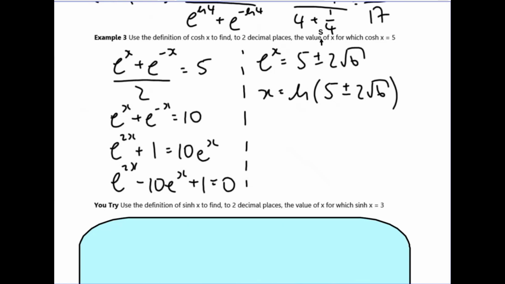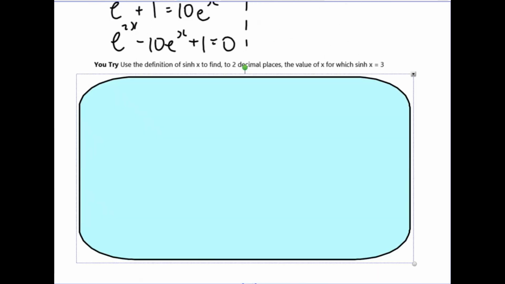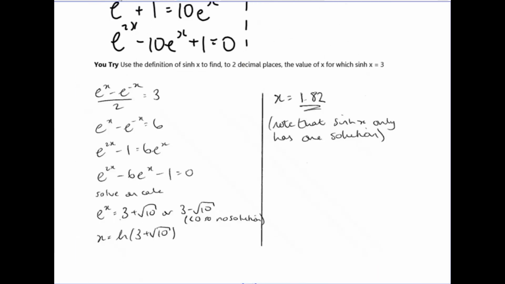Have you got the answer? Pause the video and I'll reveal the answer in a second. Because we're solving here for sinh x, we will just get one solution. Remember, the graph of sinh x is a one-to-one function. Using the definition, turning it into a disguised quadratic, you can solve and get 3 plus root 10 and 3 minus root 10. But 3 minus root 10 is negative, so you get no solutions for that one. The only solution you get is ln of 3 plus root 10.